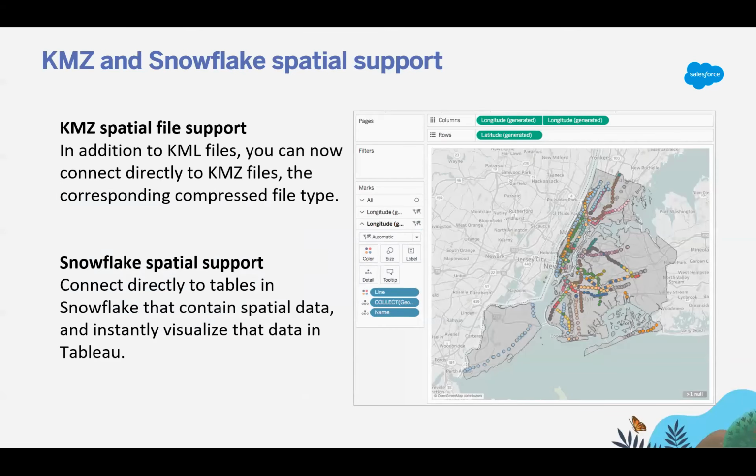The other thing we've added is support for spatial files coming from KMZ. You could always load KML files; KMZ is basically a compressed version of that. You can also do this with Snowflake locational data as well. Just a quick example of that.